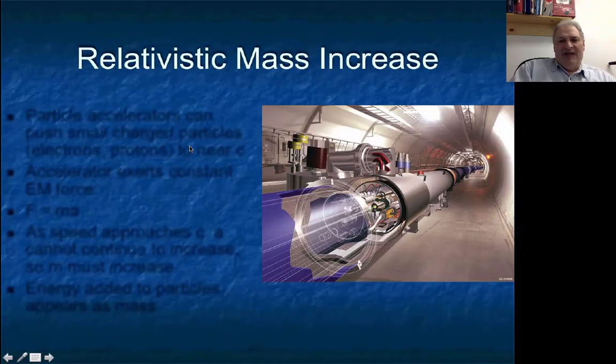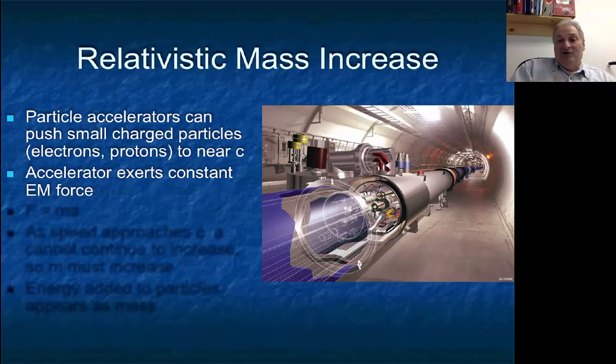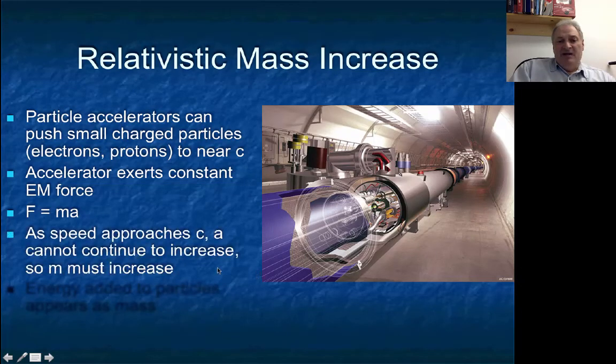So let's talk about relativistic mass increase. If you accelerate particles in a big particle accelerator like the Large Hadron Collider, which recently restarted over in Europe, you can get those particles up to very high velocities, speeds very close to the speed of light, like 99.99% of the speed of light. That accelerator exerts a constant electromagnetic force on those charged particles. And we know that force equals mass times acceleration. The problem is, as the speed gets close to the speed of light, the acceleration can't continue to increase. And yet there's still a force there. And so if a can't get bigger, the only thing that can change is mass, and mass does get bigger.